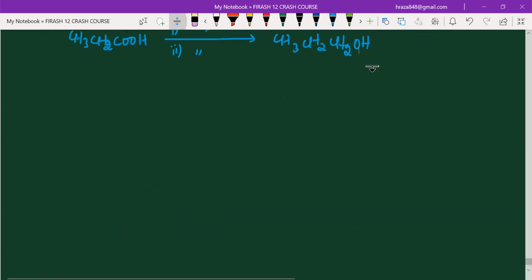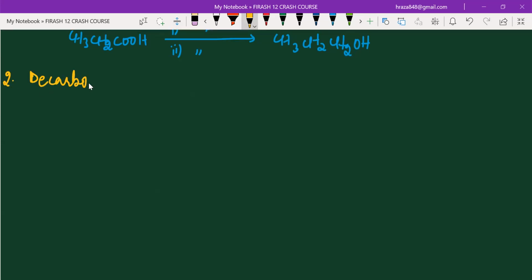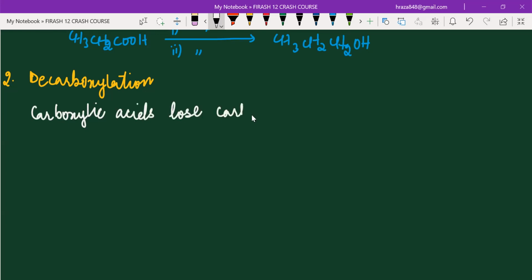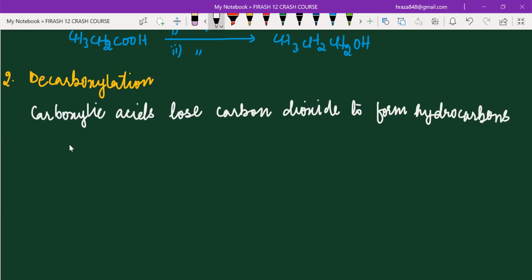The next reaction is decarboxylation. You have studied this in class 11th as well. That means basically decarboxylation will take place. So decarboxylation, that means CO2 will be lost. Carboxylic acids lose carbon dioxide to form hydrocarbons.